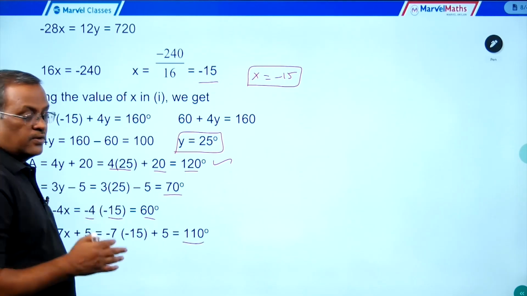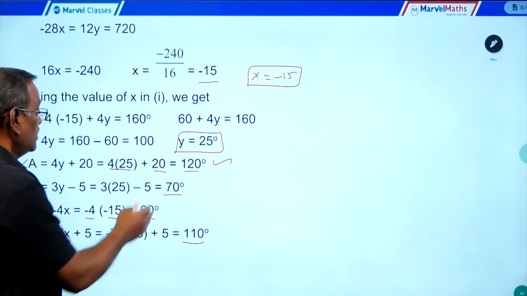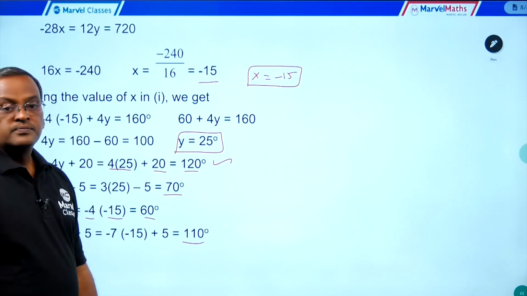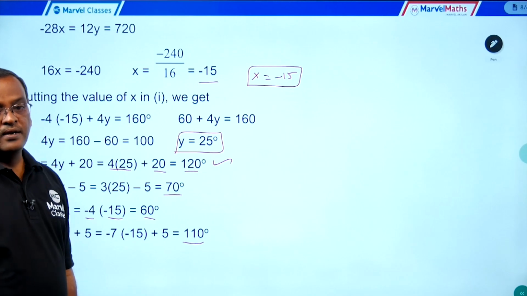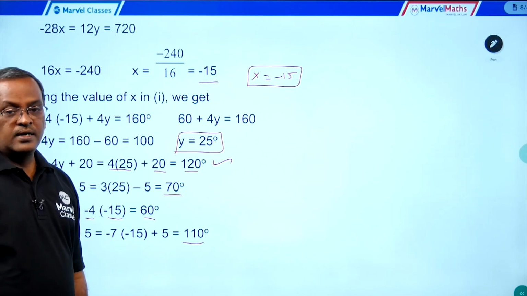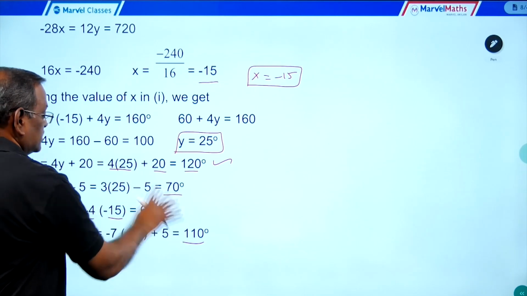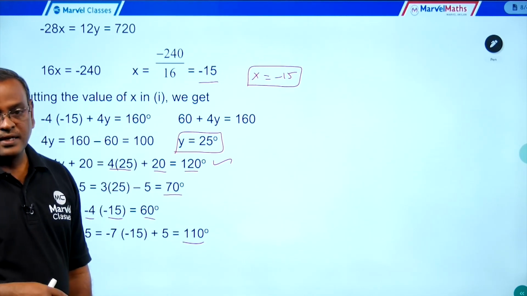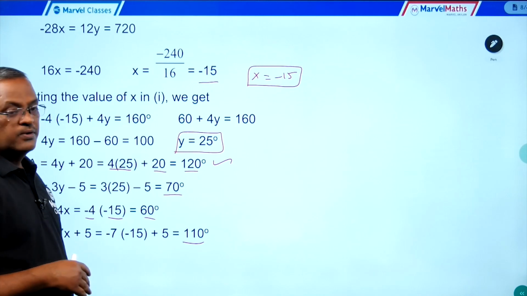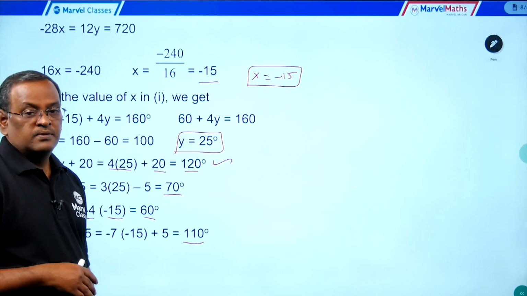Now how to verify your answer is correct or not? Very simple. If you add all the 4 angles, what is the angle sum property of a quadrilateral? The sum of all angles of a quadrilateral is 360 degrees. 120 plus 70 is 190, plus 60 is 250, plus 110 is 360, and hence your answer is correct. So this is an example for a word problem related with 4 angles.